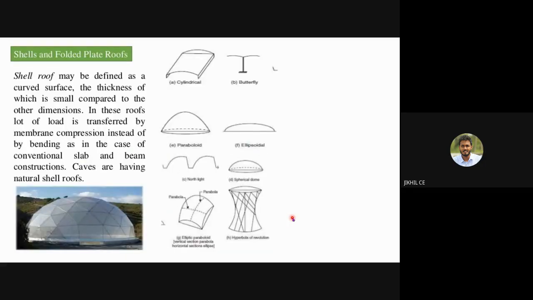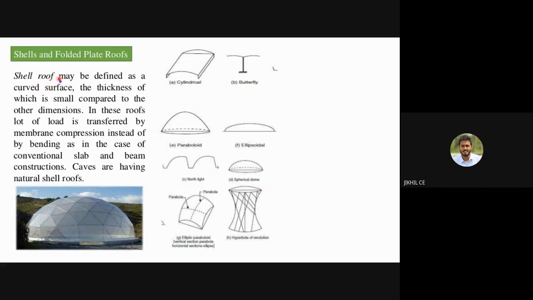So those are the well-established configurations of the trusses. And next is the shell element or shell members as roofs. You can see some shell roofs above a mosque, for example.